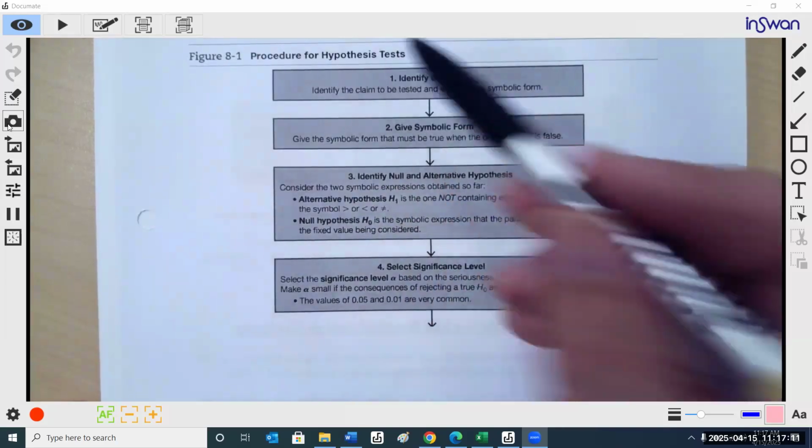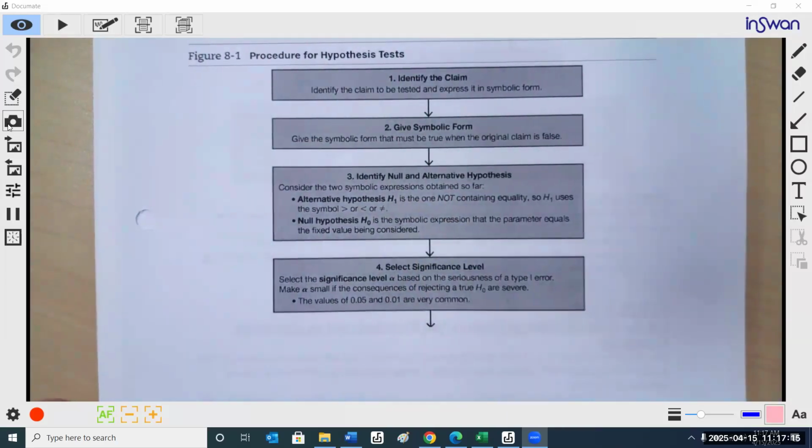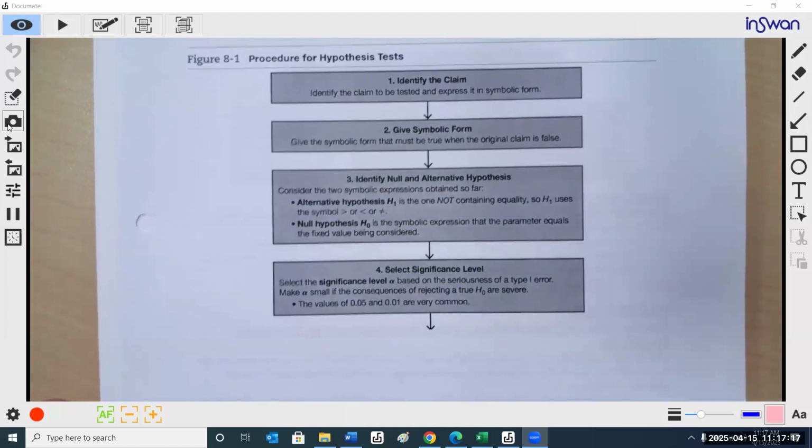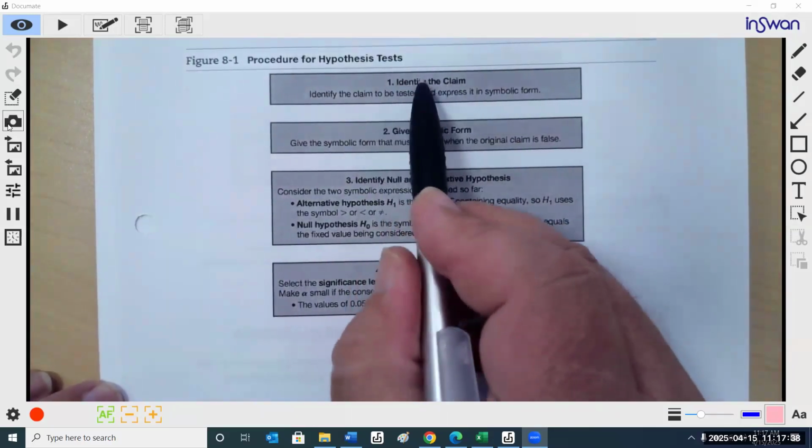So the procedures for hypothesis test. First off, you have to identify the claim. What is the claim? Well, it's what the statement is saying. Like the earlier one about most people use 2-factor authentication. That's the claim. Why is that the claim? Because we can't prove it because it's a population. When we say most people, we're talking about the population. So that's saying identify the claim first.